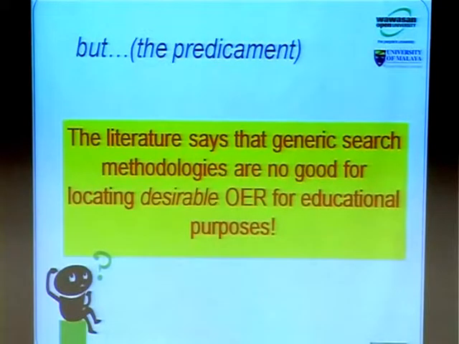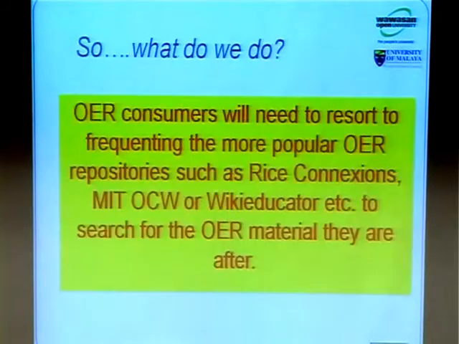So the literature says you can't use generic search methodologies, and there aren't any search mechanisms to find desirable OER, but people seem to use Google. So, question mark. So what do we do? I'm actually going very fast now. So what do we do?